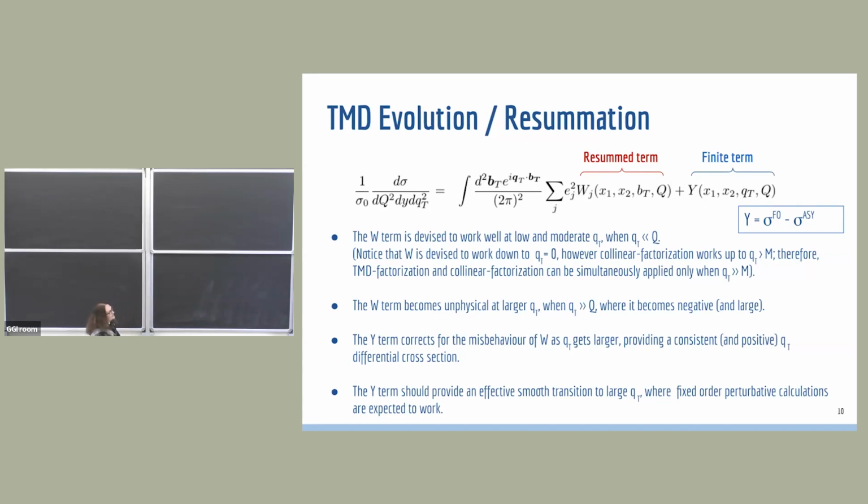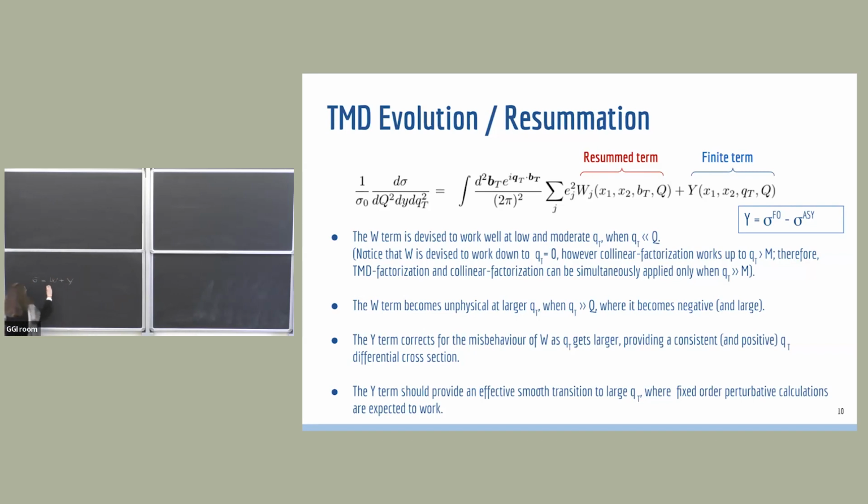Instead, the Y term is finite, so it doesn't give you any problem, but it plays a crucial role because it corrects for the unphysical behavior of W when Qt becomes large, and it gives you, by summing, a physical cross section. Okay, so basically your cross section is W plus Y.